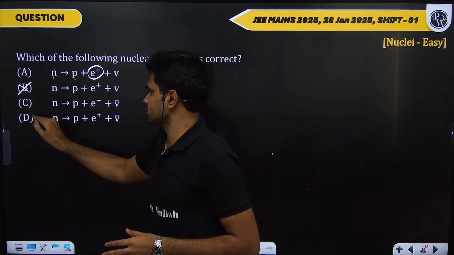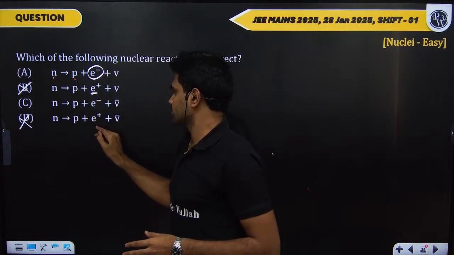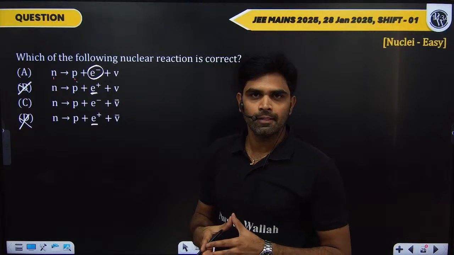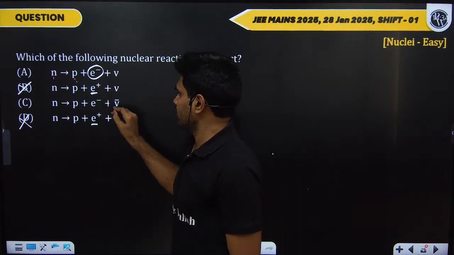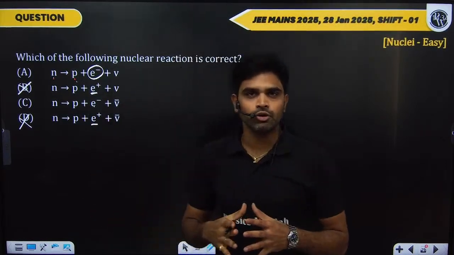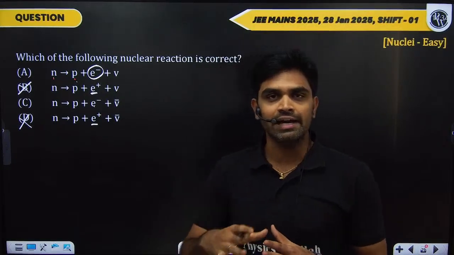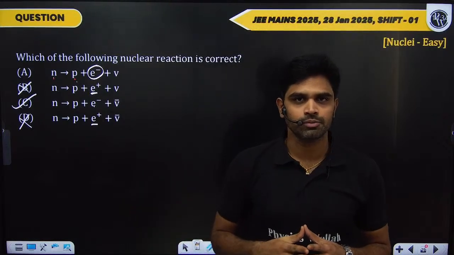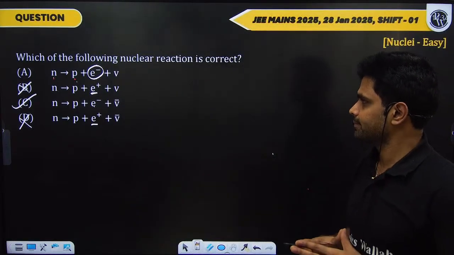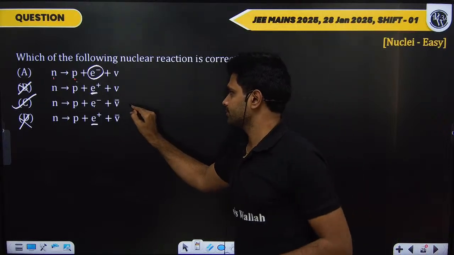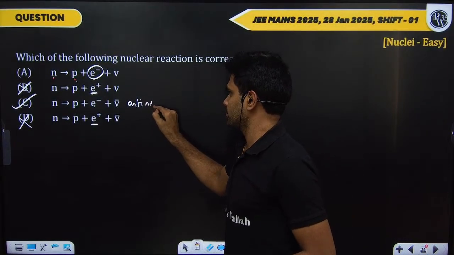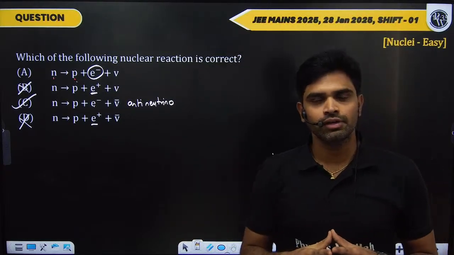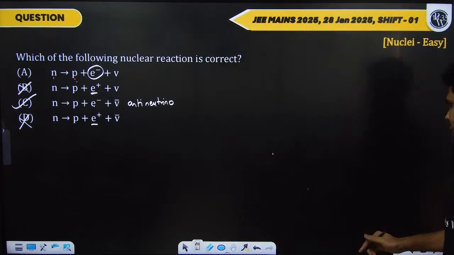These two options are straight away wrong, they are giving positive. The charge should be zero on the right side as well. Now, when an electron or beta negative particle comes out, what we get is an anti-neutrino. When a beta negative particle comes out, it is an anti-neutrino. Balance the spin.